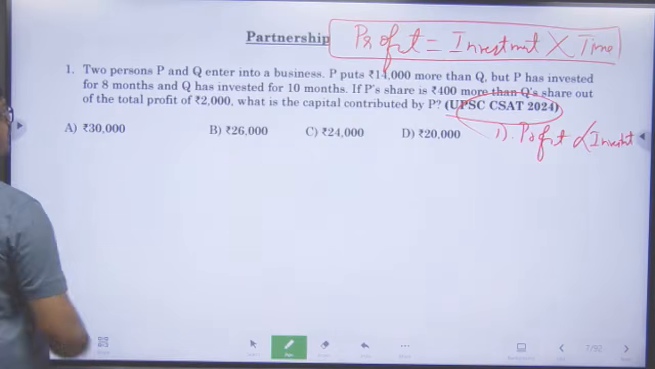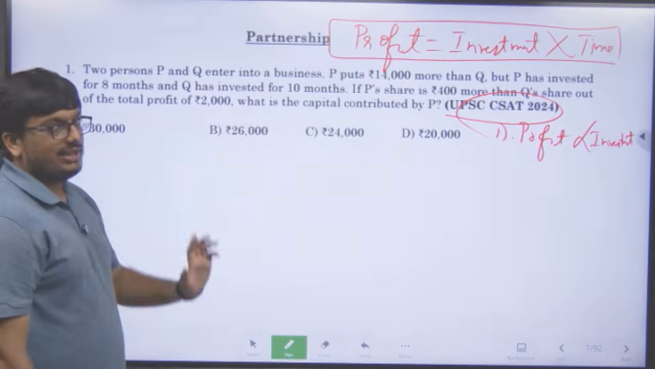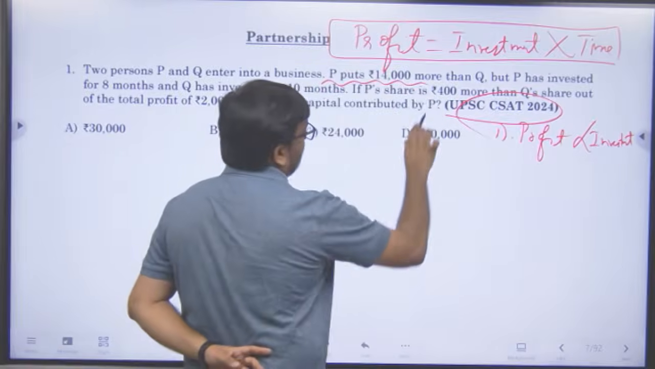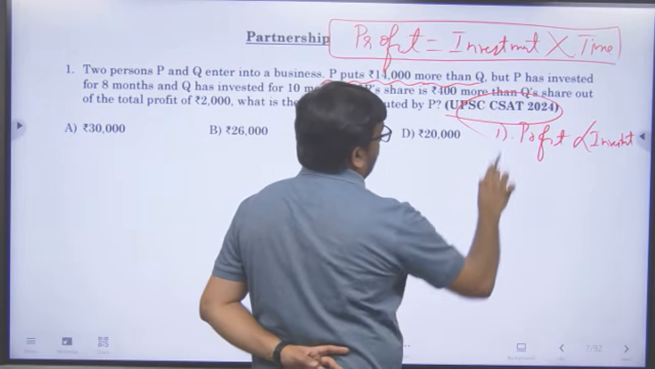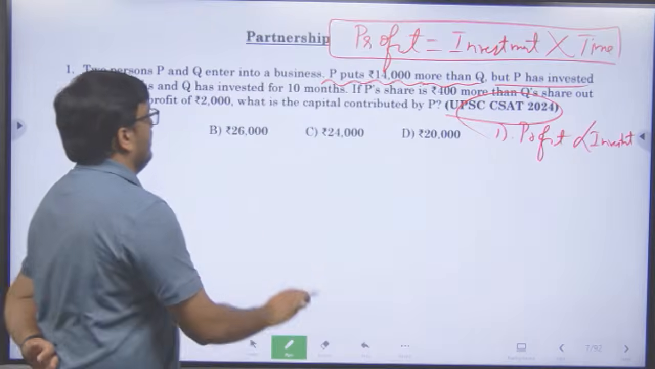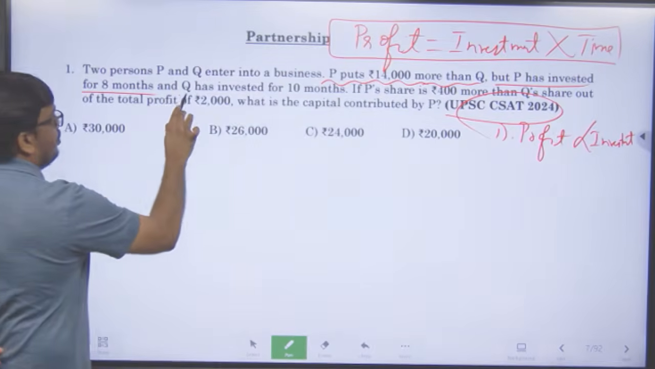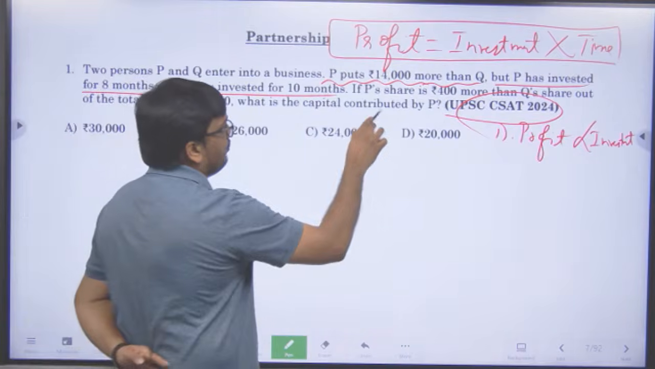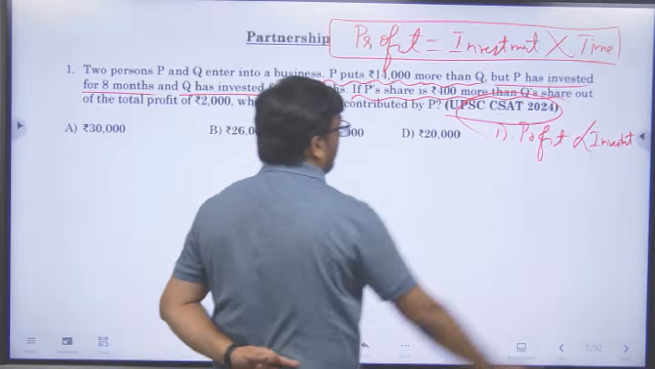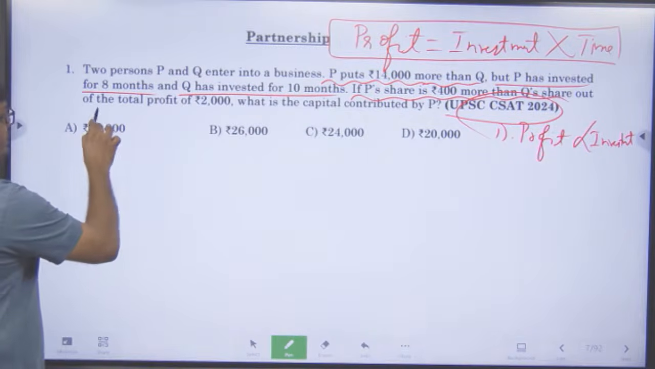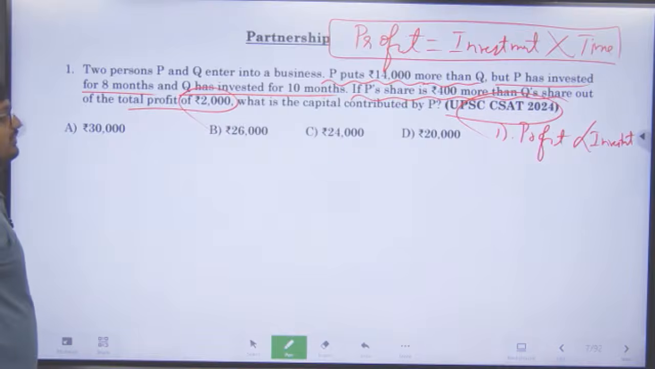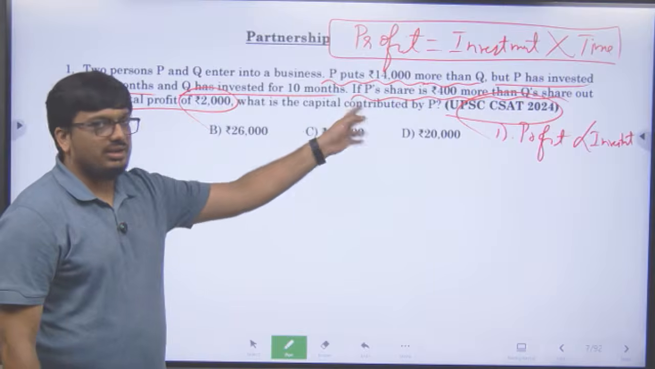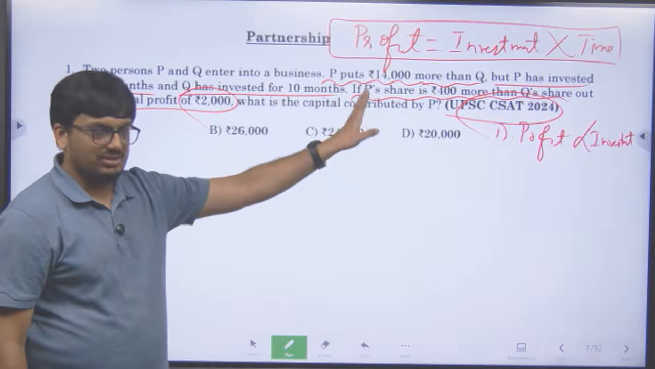Next, 2 persons P and Q enter into a business. P puts rupees 14,000 more than Q, but P has invested for 8 months and Q has invested for 10 months. If P's share is rupees 400 more than Q's share, out of the total profit of rupees 2,000, you should find the capital contributed by P. Capital of P or investment by P, both are same.